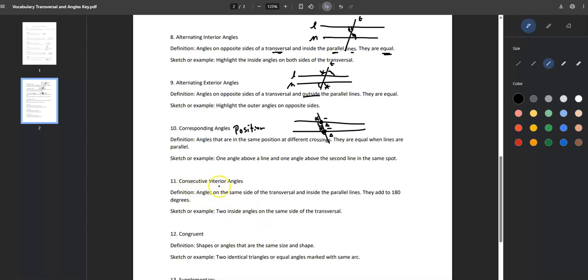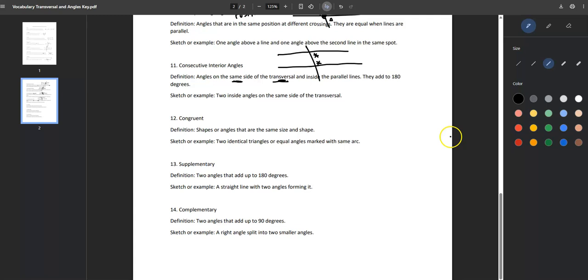Okay? Consecutive interior angles. Well, if you know what alternating interior angles are, you should know consecutive. They're going to be on the same side of that transversal. And they're going to be interior, so they have to be inside of the lines. So if I take this angle, the consecutive interior is going to be right here on that same side. Okay? All right, a couple other ideas here.